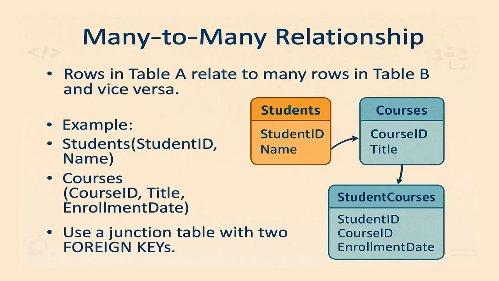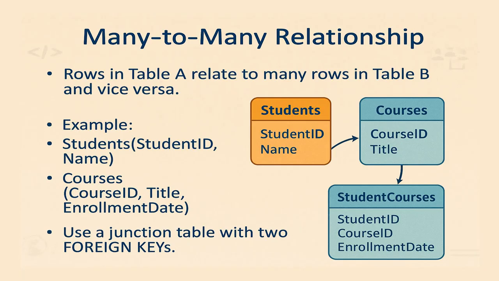And to show this using SQL, we need to add two foreign keys in the junction table. So inside the junction table, the enrollment table, for example, we need to add a first foreign key to connect this enrollment with the students, and a second foreign key to connect this enrollment to the courses.